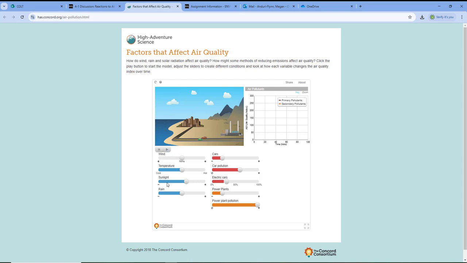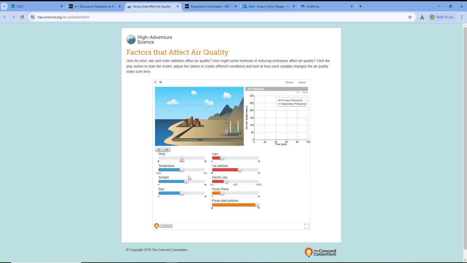So we have different things that you can slide back and forth for environmental conditions, and then sources of pollutants. Okay, so just having everything the way it is, you can press play and you can see a couple of pollutants going into the air from the cars, and then you have other pollutants coming down. And you can see here the primary pollutants are in this brownish color, secondary pollutants are in the orange color. Okay.